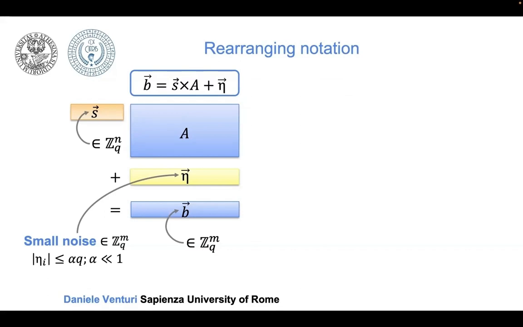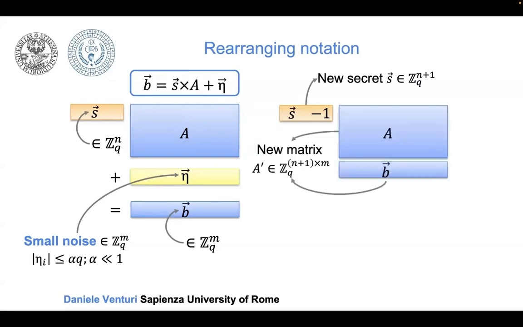And what the adversary knows is A and B, right? So equivalently, we could do the following. We could think of S as being S with the -1 at the end. So just put a -1 over the S, and then merge A and B in a single matrix. So add B as the last row in the matrix A prime, which is below A.